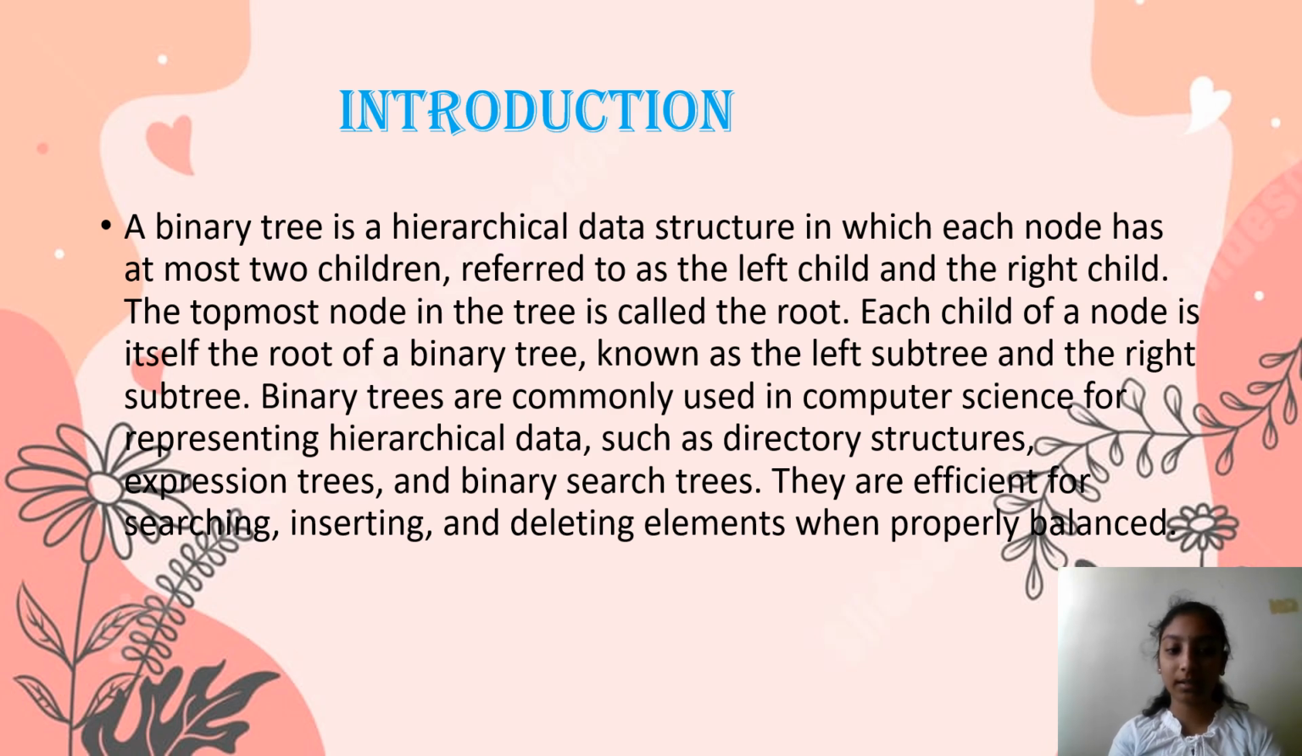Introduction. A binary tree is a hierarchical data structure in which each node has at most two children, referred to as the left child and the right child. The topmost node in the tree is called the root. Each child of a node is itself the root of a binary tree, known as the left subtree and the right subtree. Binary trees are commonly used in computer science for representing hierarchical data such as directory structures, expression trees, and binary search trees. They are efficient for searching, inserting, and deleting elements when properly balanced.